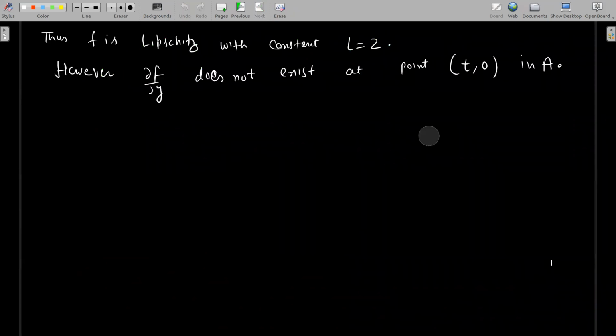Okay, so in this lecture we have studied Lipschitz continuity or Lipschitz condition, and this is the strong form of uniform continuity. Any doubt you want to ask?